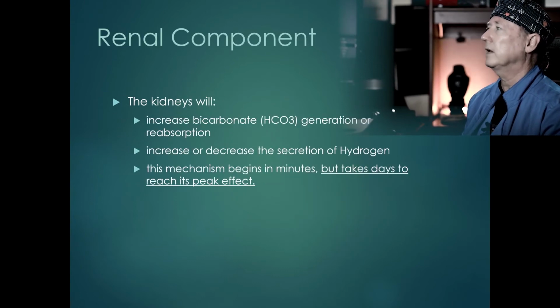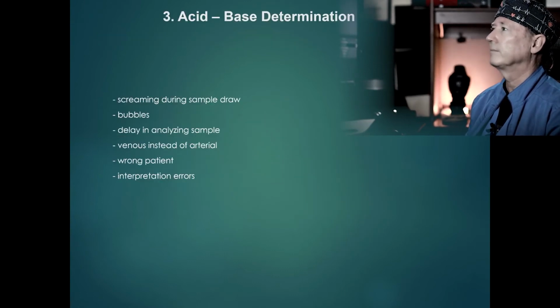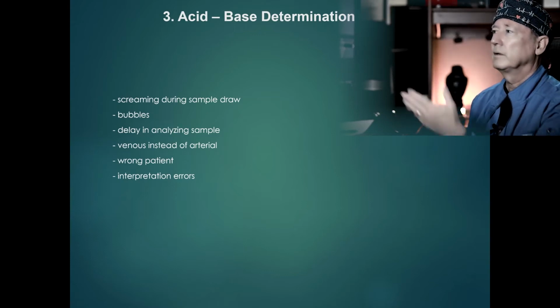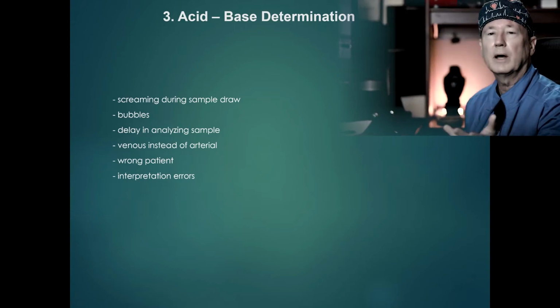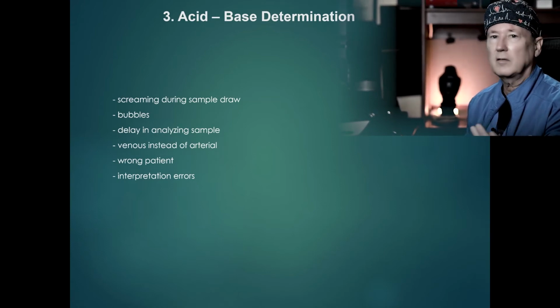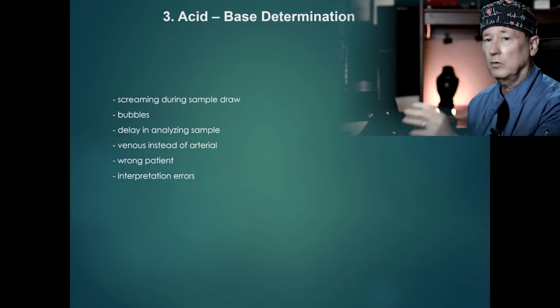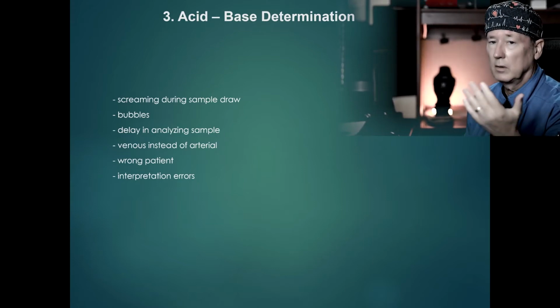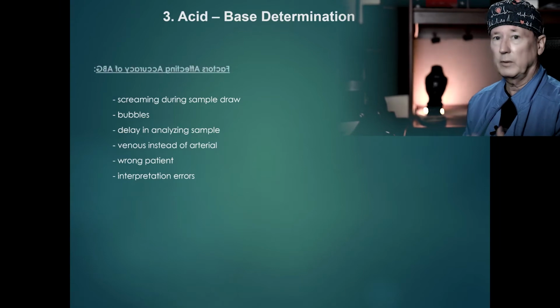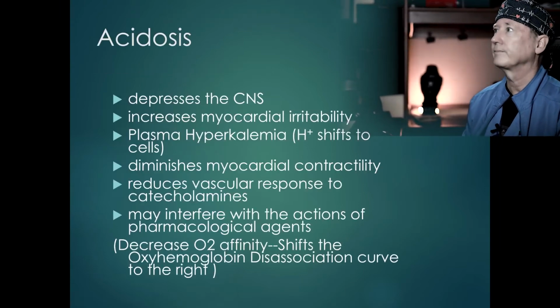There are some things that can mess up your results. I'm not going to go through them all, but let's look at some blood gases. This is to help you determine. We're going to assume that we have an accurate result on the correct patient, and that it was run in the lab correctly.